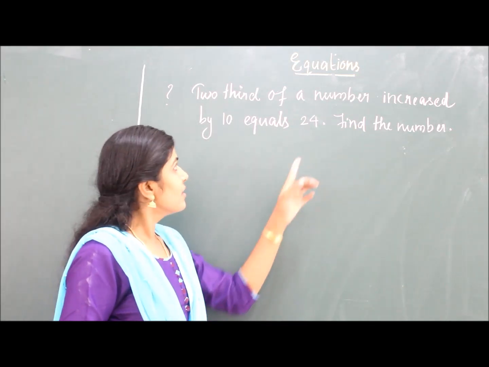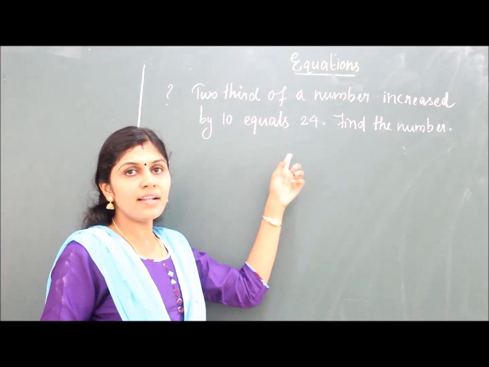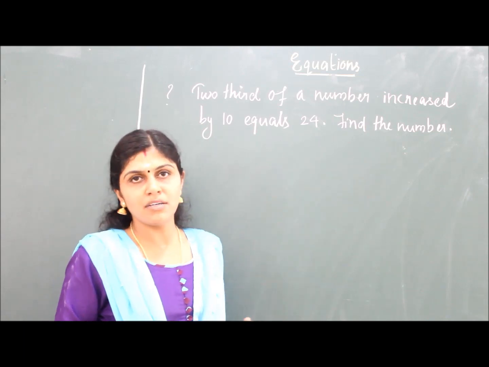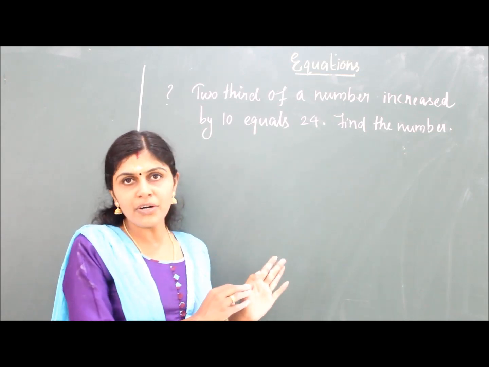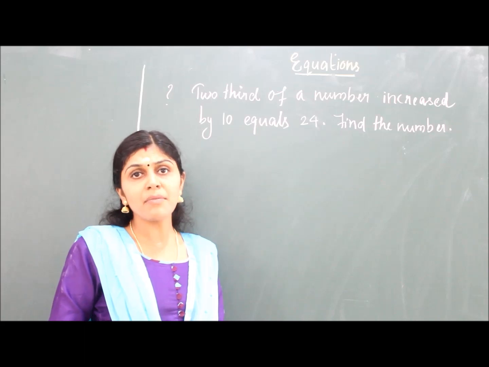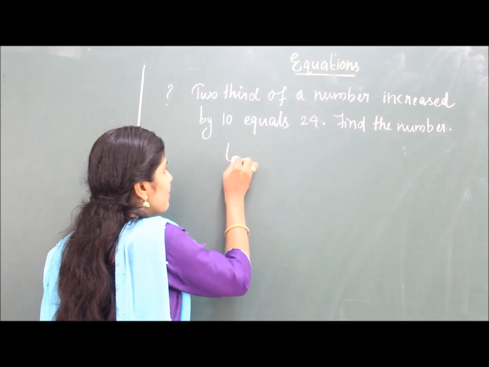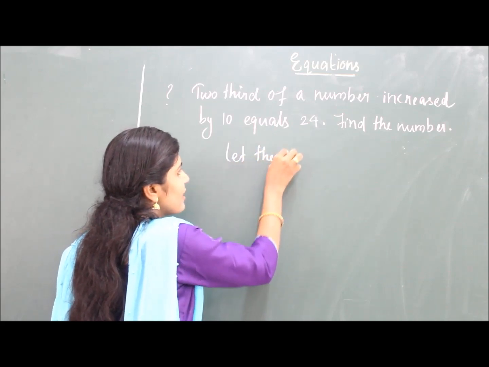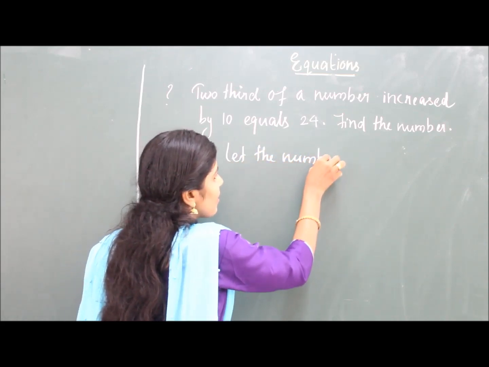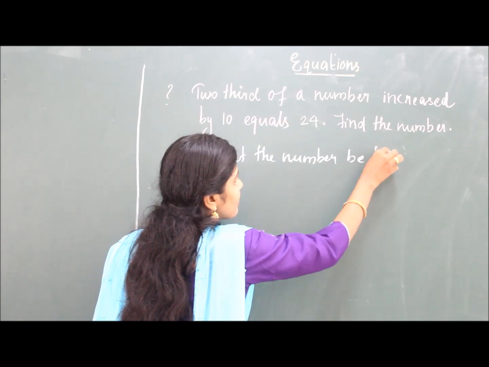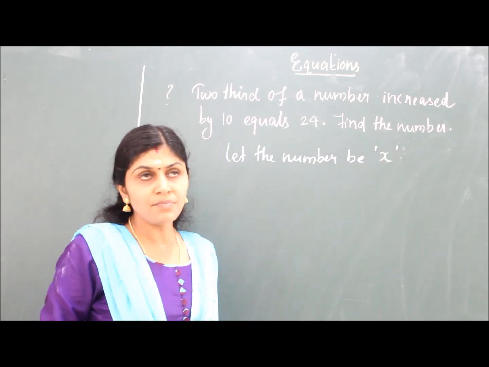2/3 of a number increased by 10 equals 24. Find the number. Here, as I told you earlier, if we do not know the number, we have to take that number as x. So here also, I am taking the number as x. So let the number be x. Then what is given?